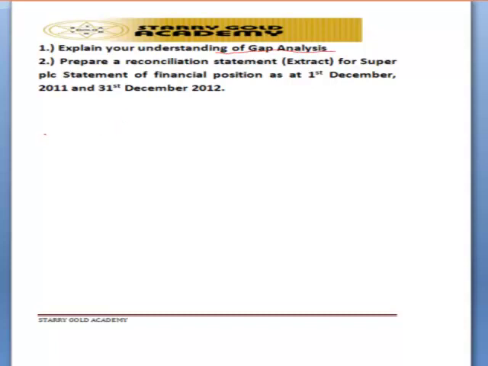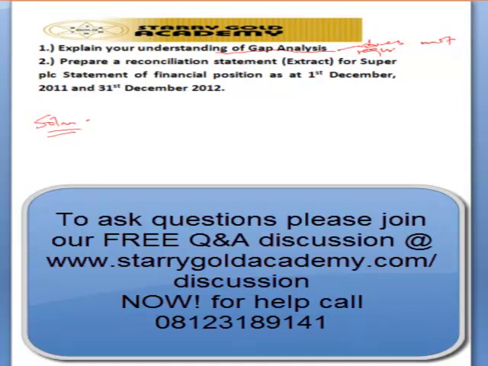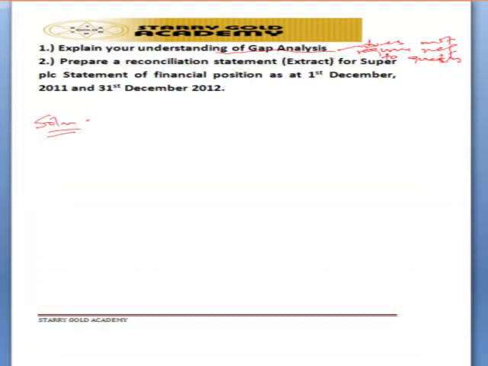Now, number one, if you want to provide your solution without looking at your comprehensive set of accounts, you will see that this one does not require reference to the question before you answer it. It is a theoretical based question that you can answer. Let's just answer this one straight away without looking at the question. Now, what do we mean by gap analysis?